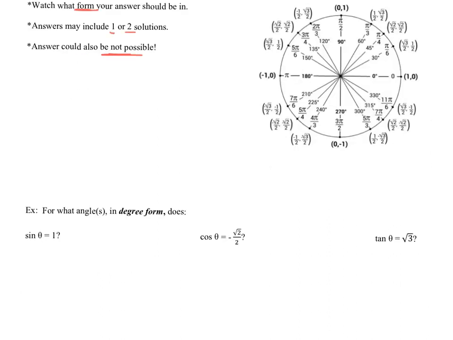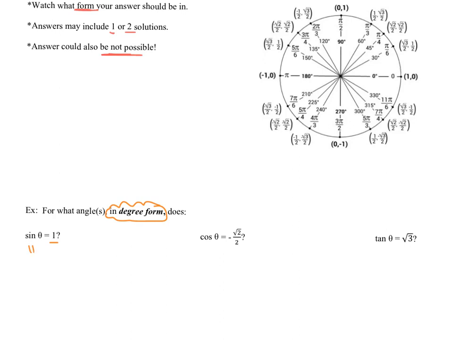Our first round of working backwards. For what angles in degree form does each of the following statements apply? Sine theta equals 1. So we need to figure out where 1 is on the unit circle. The only time you actually see a plain 1 is over here at the right or up here at the top. Do you see where those are the only times 1 by itself exists?